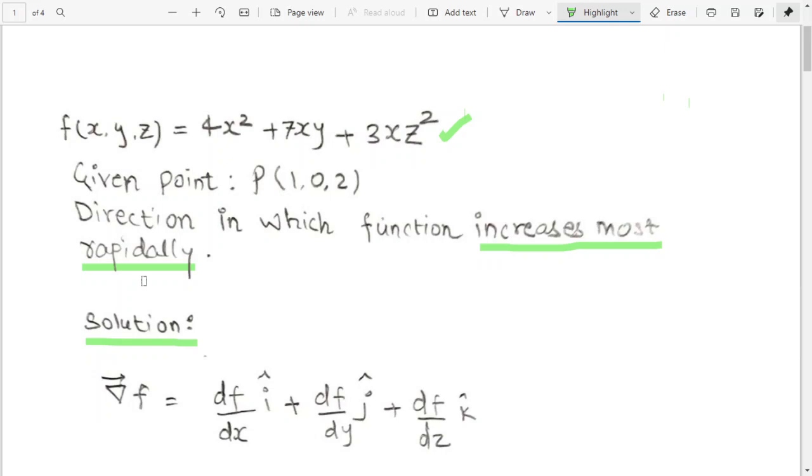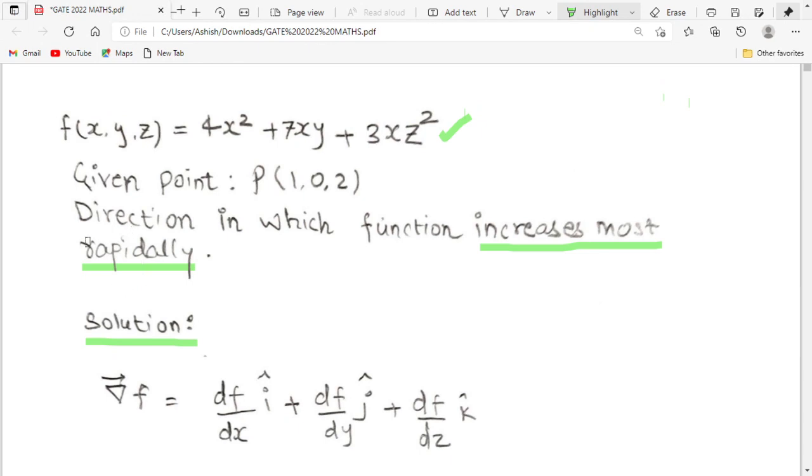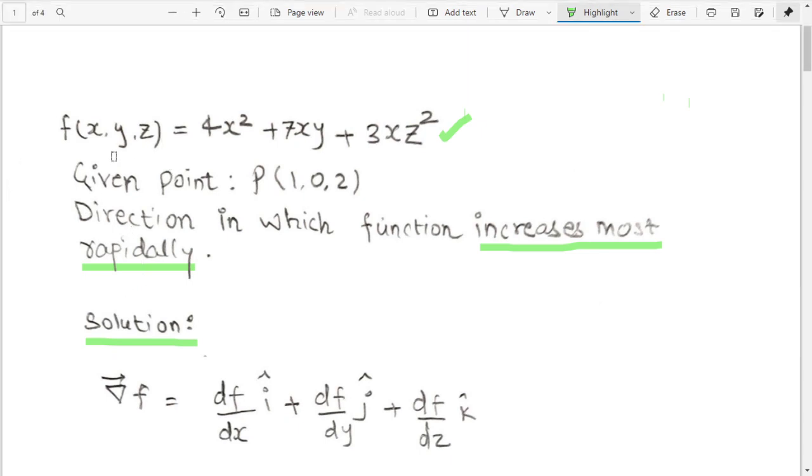The first question mentions a function of x, y, z: 4x square plus 7xy plus 3xz square, and a point P equal to (1, 0, 2). We need to find the direction in which the function increases most rapidly. After that they provide four options, and you need to select the particular option.